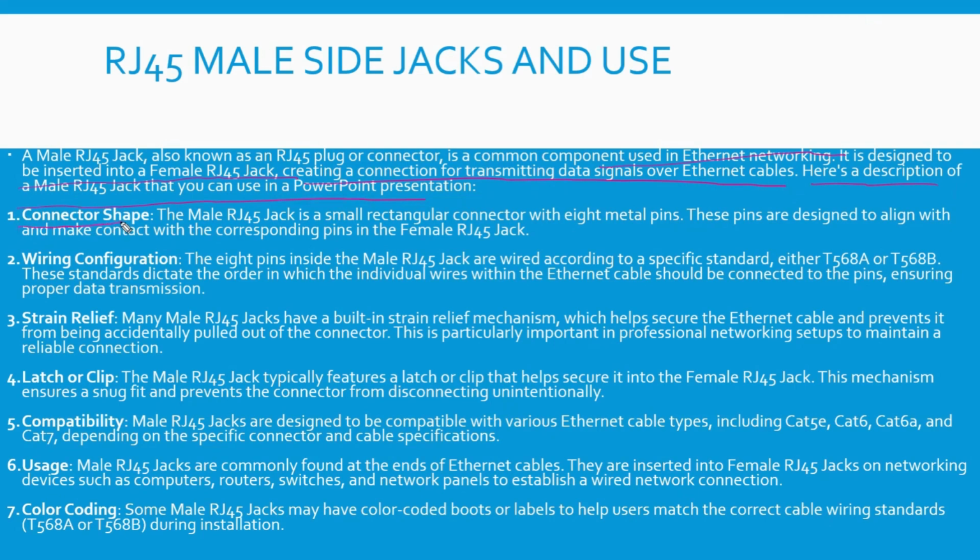And you can see the connector shape. The male RJ45 is a small rectangular connector with 8 metal pins, same as the RJ45 female adapter. These pins are designed to align and make contact with the corresponding pins in the female. I'll show you what the pin looks like. Then you have a wiring configuration: 8 pins inside, wired to a specific standard, either T568A or T568B.